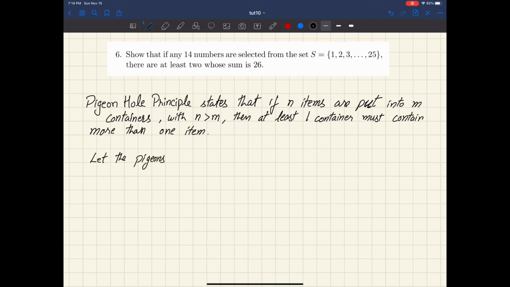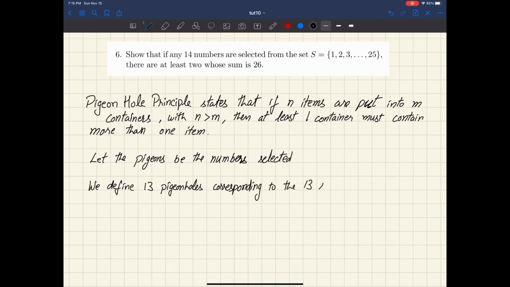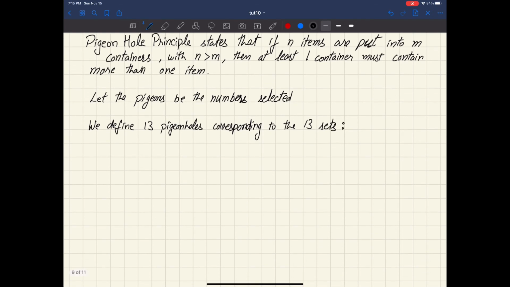For this question, let the pigeons be the numbers which are to be selected, and now we define the pigeonholes corresponding to the 13 sets. These sets would be the numbers which, when added, sum up to 26.